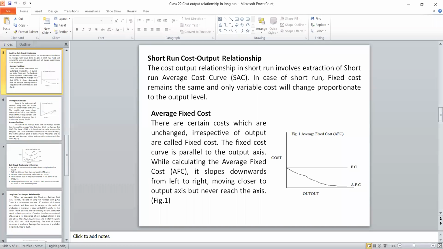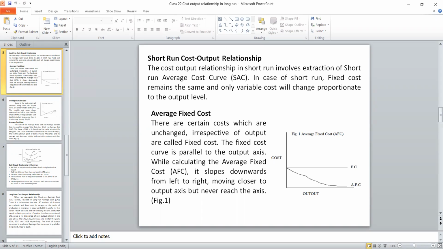There are certain costs which will not be affected by the change in the output. Irrespective of output, we have to incur that cost. Those costs are called fixed costs. That is why this particular fixed cost is parallel to the output axis. You can see in the diagram. Then how to calculate the average fixed cost? Fixed cost divided by output.